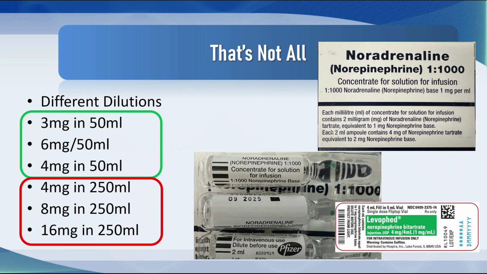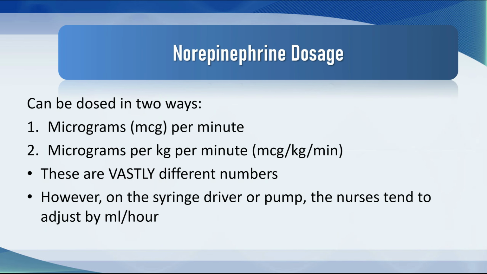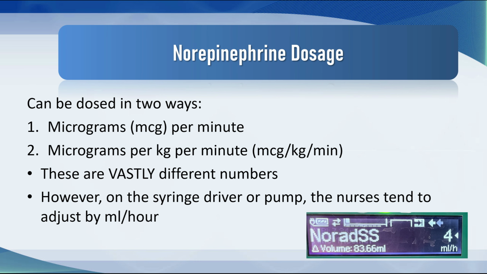And that is a massively different concentration of the same drug in the same bag. And norepinephrine can be dosed in two ways, in either micrograms per minute or micrograms per kilo per minute. And these are vastly different numbers. And on top of that, on a syringe driver or pumps, the nurses may actually adjust the dosage not in mics per minute or mics per kilo per minute, but in mils per hour, such as in our case.